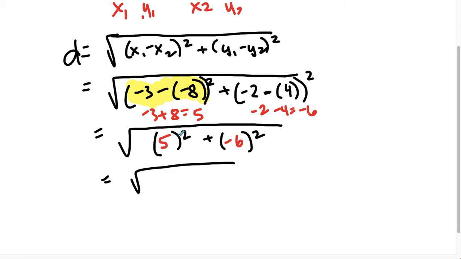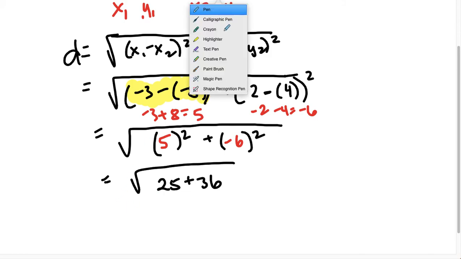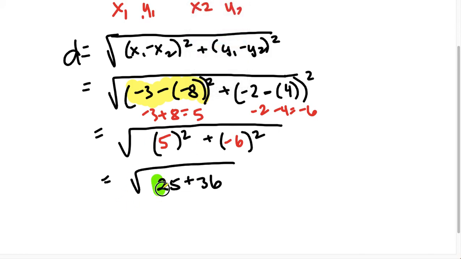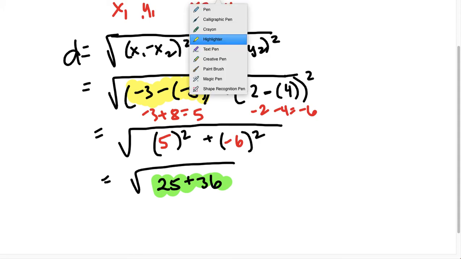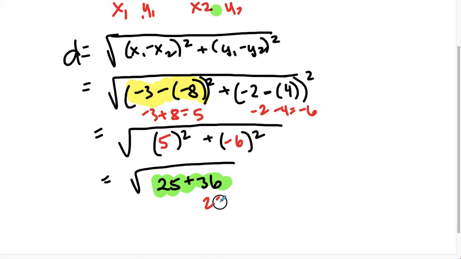All right, we're almost there. So this is 25 plus 36. I'm going to do 25 plus 36, this one right over here, and that's how I will get my final answer. So 25 plus 36 is equivalent to 61. So now the final answer is D equals the square root of 61.